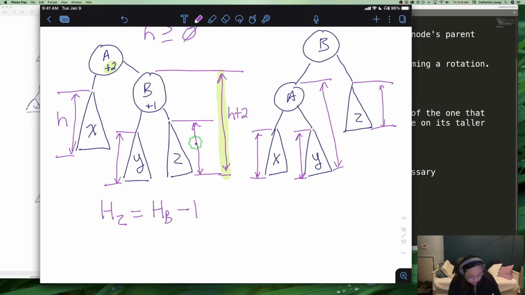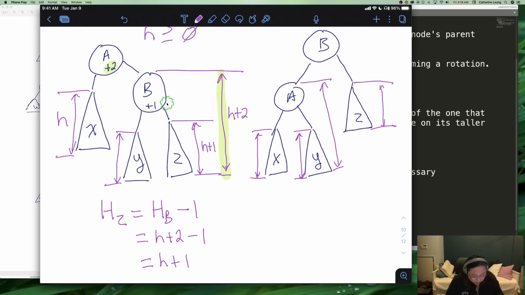Okay? So what is the height of b? The height of b is little h +2. And if we subtract 1 from it, what we end up with is little h +1. So the height of z will be whatever h is +1. Okay? And we get that idea because z is the taller tree, so it is 1 shorter than the subtree starting at its parent. That's what it is. So that's how you get hz.